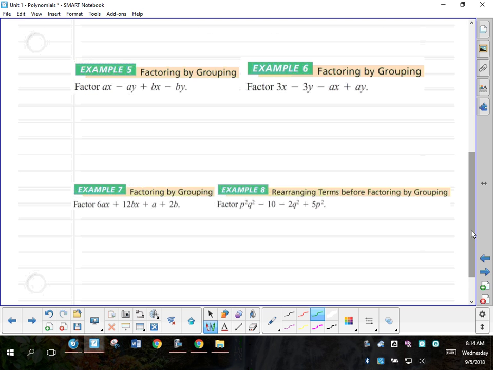Do out right now, please. Try example 5 on your own. Let's see how much we picked up from earlier today.